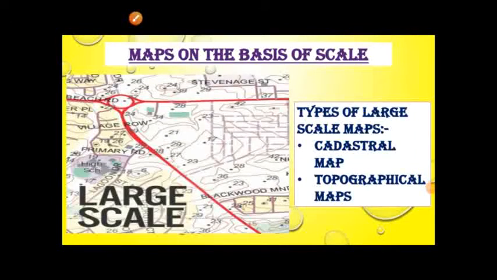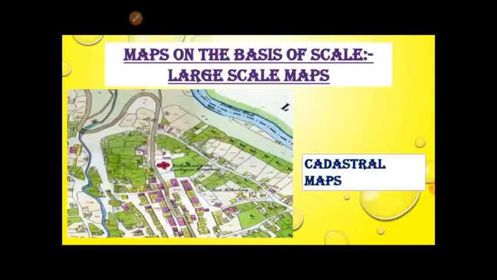On the basis of scale, large scale maps show small areas in greater detail because they are drawn on a relatively large scale. Large scale maps are divided into cadastral maps and topographical maps. Cadastral maps. Cadastral maps are village and town maps which show individual fields and house sites.